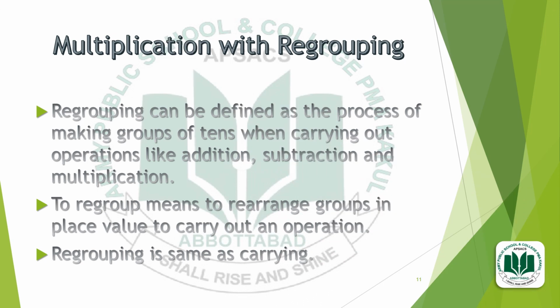Now I proceed the topic to the next type, multiplication with regrouping. Before starting this topic, I want to discuss the regrouping first. Regrouping can be defined as the process of making groups of tens when carrying out operations like addition, subtraction, and multiplication. To regroup means to rearrange groups in place value to carry out an operation. And regrouping is the same as carrying in the sum operations like in addition, subtraction, and multiplication. So it is called the regrouping.